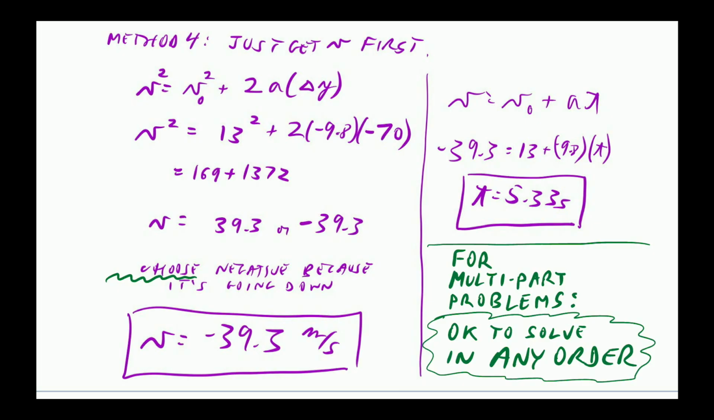So big point here in green: for multi-part problems, it's okay to solve in any order. Just because the test question asks you to find first T and then V doesn't mean you can't do it in any order you want. If you have experience and practice, you might have good intuition as to what's the best way to approach these problems. But no matter what, if you're careful, it doesn't matter how you think about them and how you structure them. So long as you solve correctly, you'll always arrive at the right answer.